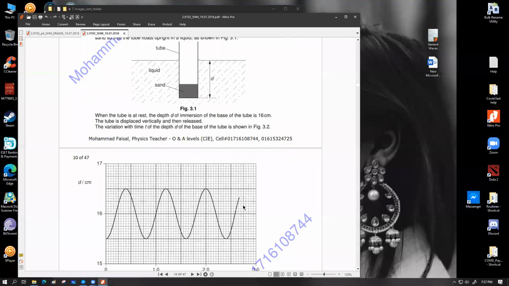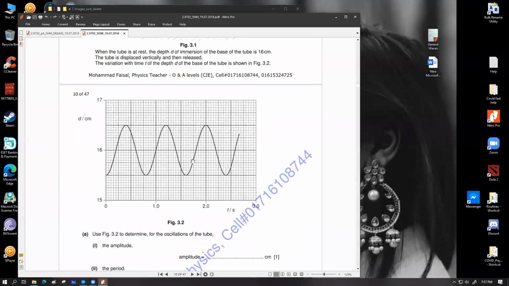As we can see from the figure, we do not have any reduction of amplitude, so you can say that this oscillation is not damped, so there is no energy loss. So let's go for the parts.